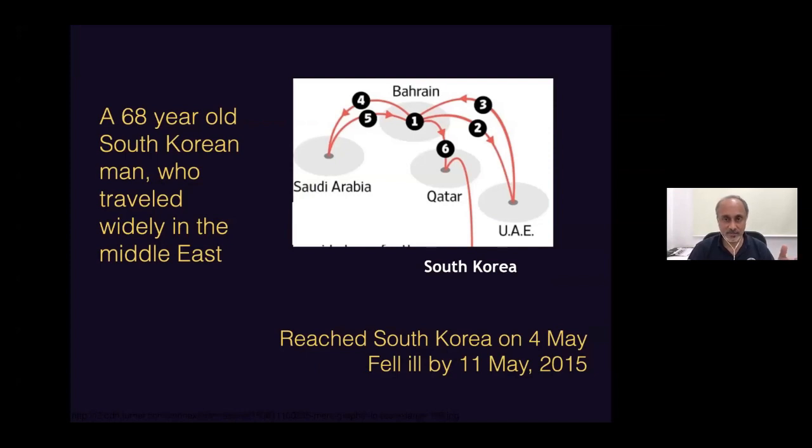So this is the person who died. The sequence of people who died leading to that particular news item was a 68-year-old Korean man who traveled widely in the Middle East. So this picture here shows you where he traveled. He started off in Bahrain, went to the UAE, came back, went to Saudi Arabia, came back, went to Qatar, and then from there flew to South Korea. He reached South Korea on the 4th of May, and then he fell ill by the 11th of May, 2015.